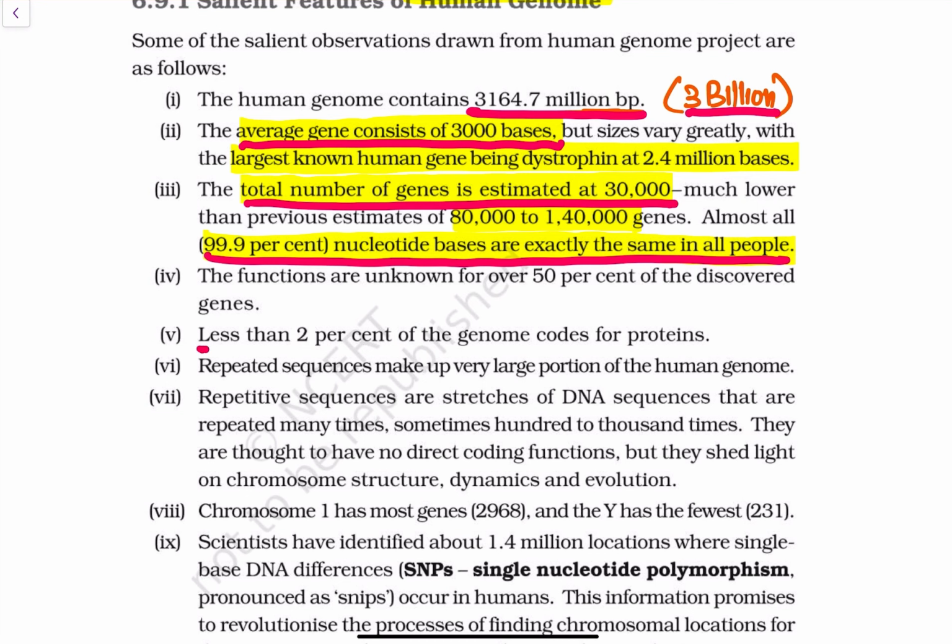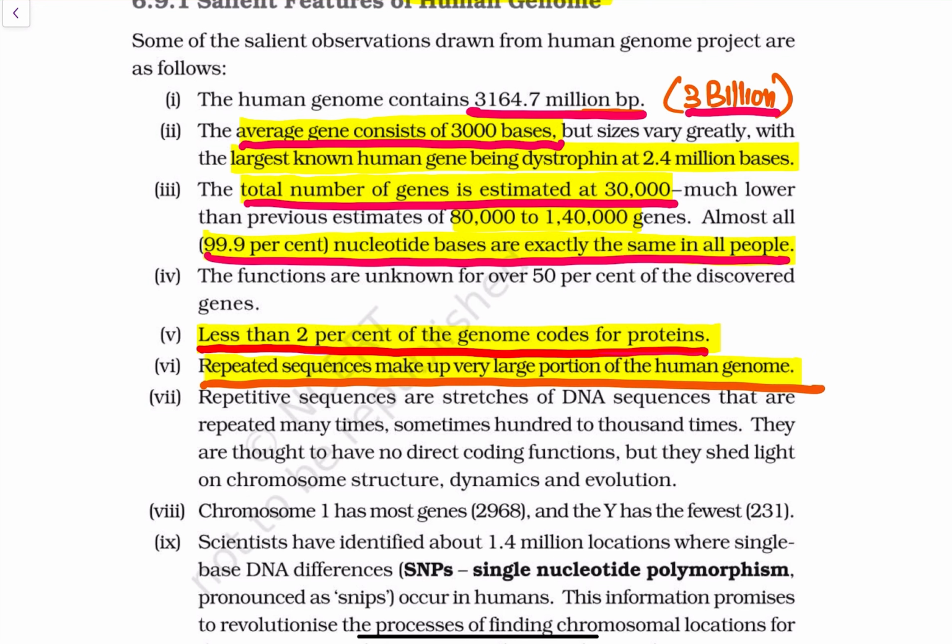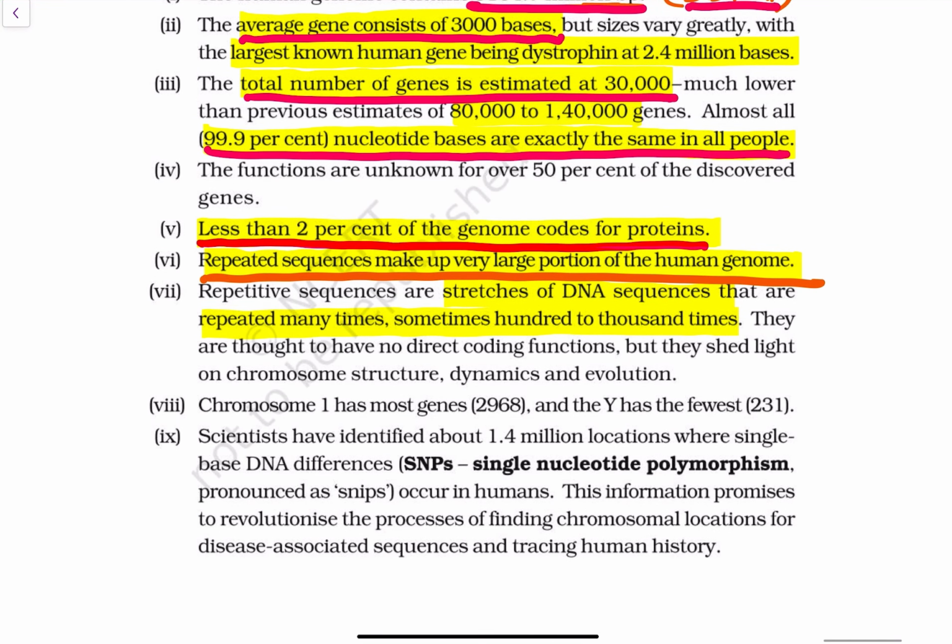Now another important thing: less than 2% of the genome codes for proteins. So the protein coding genome is less than 2%. This is very important. And we have a lot of DNA which is made up of repeating sequences. This forms the basis of DNA fingerprinting, which we will read subsequently. These are stretches of DNA that are repeated many times, sometimes 100 to 1,000 times. And they shed light on chromosome structure, dynamics, and evolution.